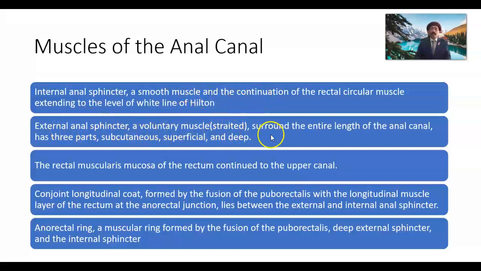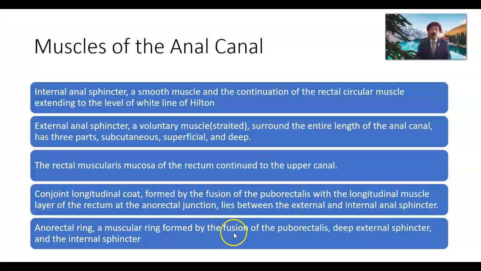External anal sphincter, voluntary striated muscle, surrounds the entire length of the anal canal and has three parts: subcutaneous, superficial, and deep. Some authors don't accept these three divisions. This is voluntary, supplied by the somatic nerve. The muscularis mucosae of the rectum continues to the upper part of the anal canal and is fixed to the submucosa. The conjoint longitudinal muscle cord, formed by the fusion of puborectalis with the longitudinal muscle layer of the rectum at the anorectal junction, lies between the external and internal anal sphincter.